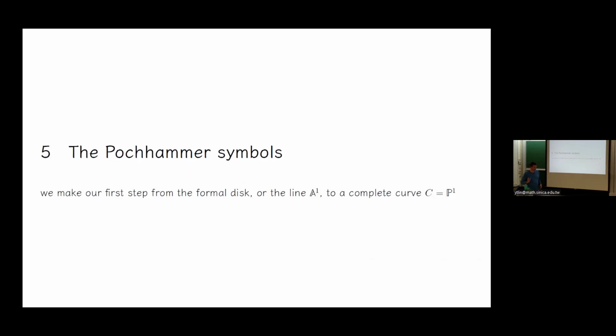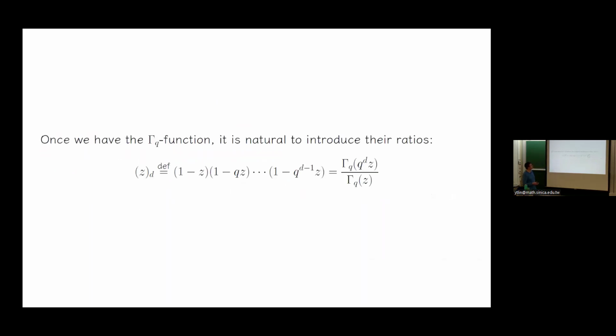This Pochhammer symbol is something discussed, but in this section we'll make our first step towards something which is actually not a local situation, slightly global, just a little bit global. This Pochhammer symbol, Z sub d, people sometimes say factorial power in the additive notation, because it would be like x plus 1, x plus 2, and so forth. In general, in ours, it's a ratio of two gamma functions.